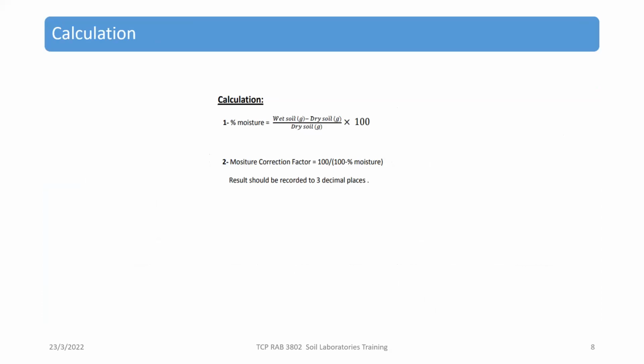The calculation: the percent of moisture content equals wet soil in grams minus oven dry soil in grams, over oven dry soil in grams, multiplied by 100. And the result should be recorded to 3 decimal places.